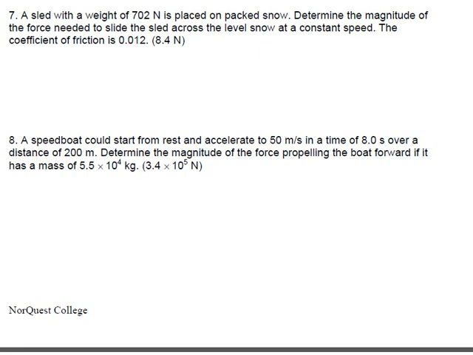Welcome back. This is more dynamics practice, number 7 and probably 8 from the practice package. A sled with a weight of 702 newtons is placed on packed snow. Okay, so horizontal surface, and on there we have a sled. Its weight is 702, so gravitational force, someone worked it out.